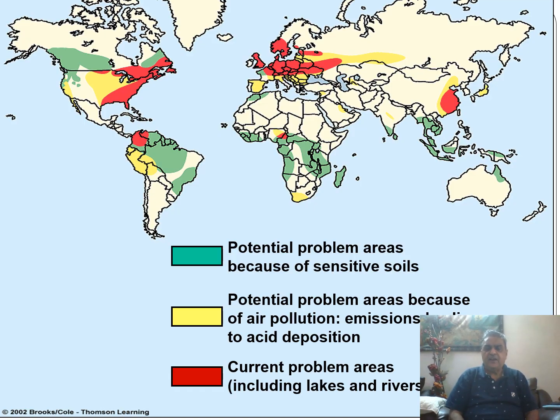The next slide deck talks about the globe in large. The green bar talks about potential problem areas because of sensitive soils. The yellow bar talks about potential problem areas because of air pollution, emissions, and acid deposition. The red bar talks about traffic problem areas, including lakes and rivers. So you can see the entire globe gets affected, and we need to take care of our environment.